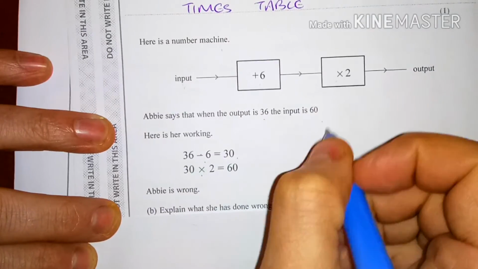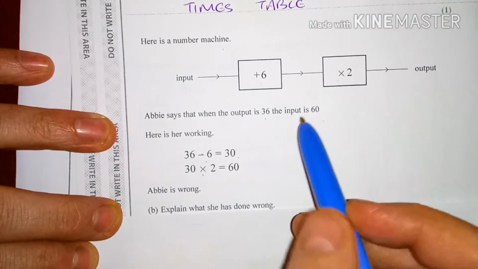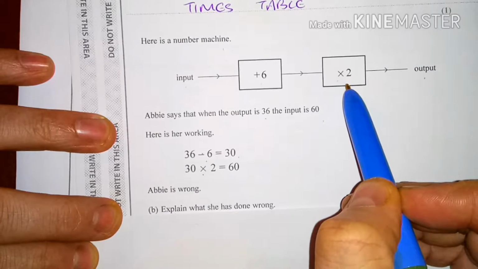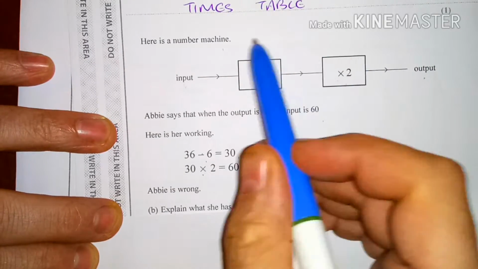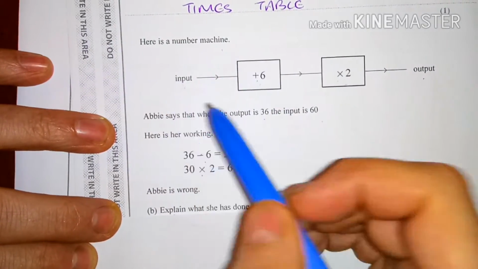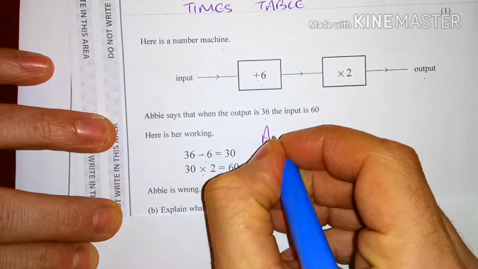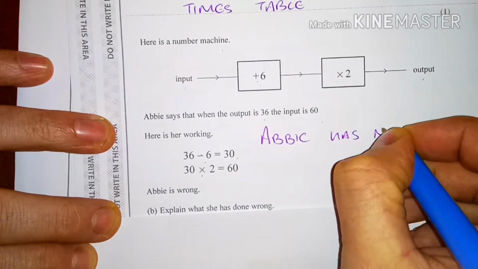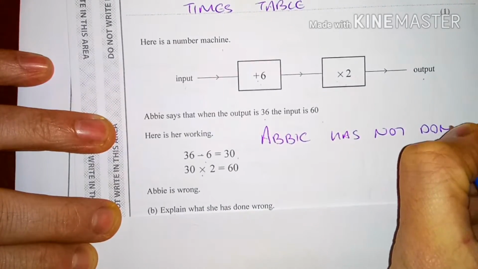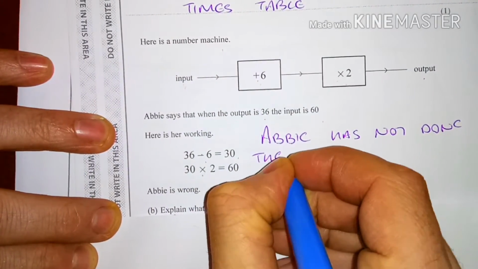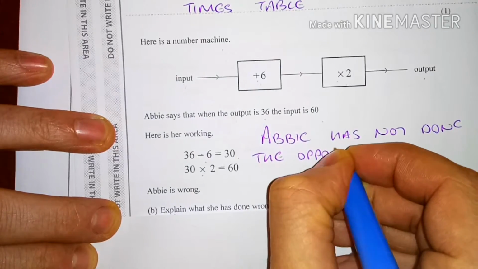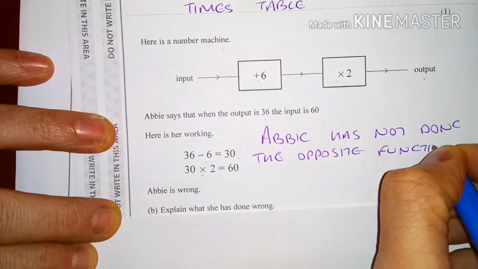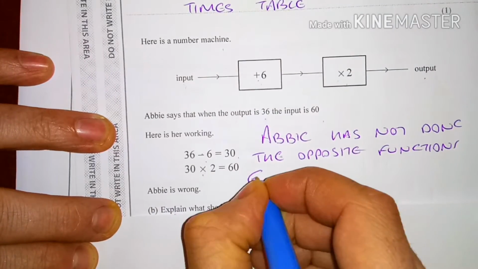Okay. Now, if you think about it, if the output is 36, we need to go back and do the opposite. So we actually need to divide it by 2, and then we need to subtract 6, and we'll get the input. So I'll say that Abby has not done the opposite functions. It's important to give an example.